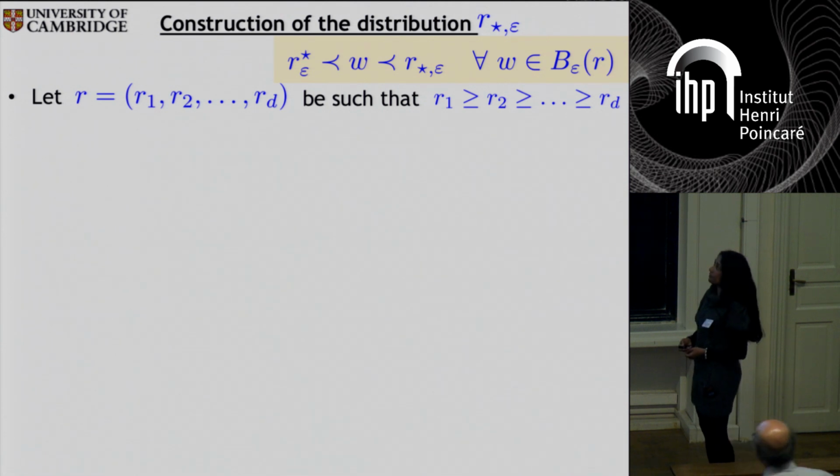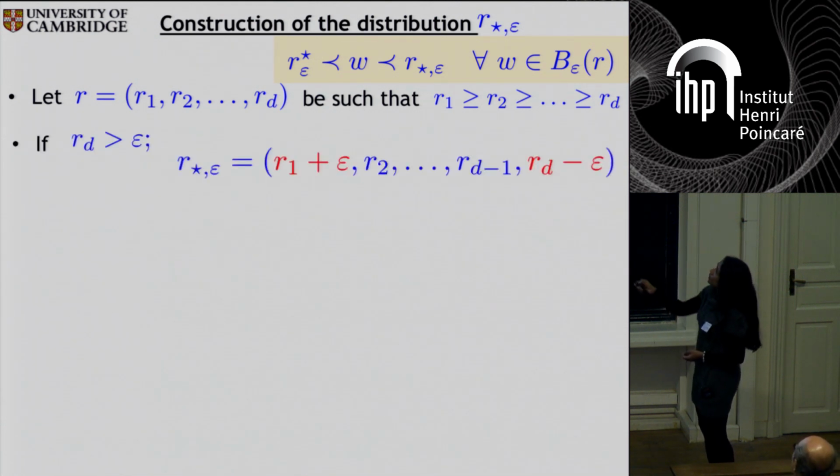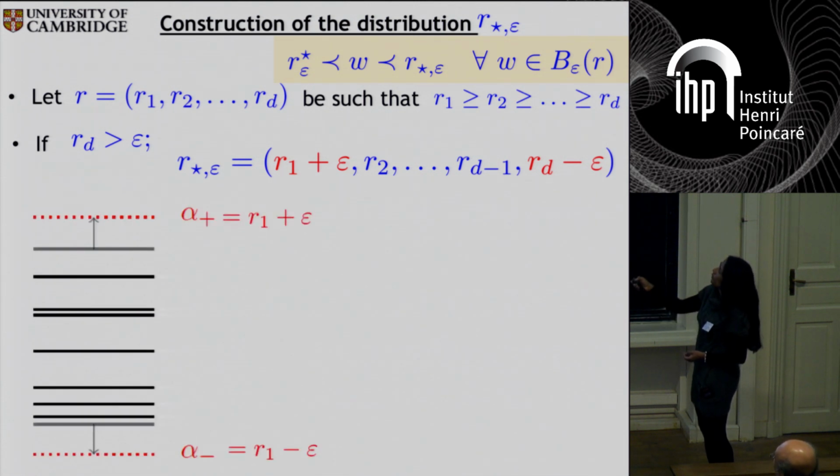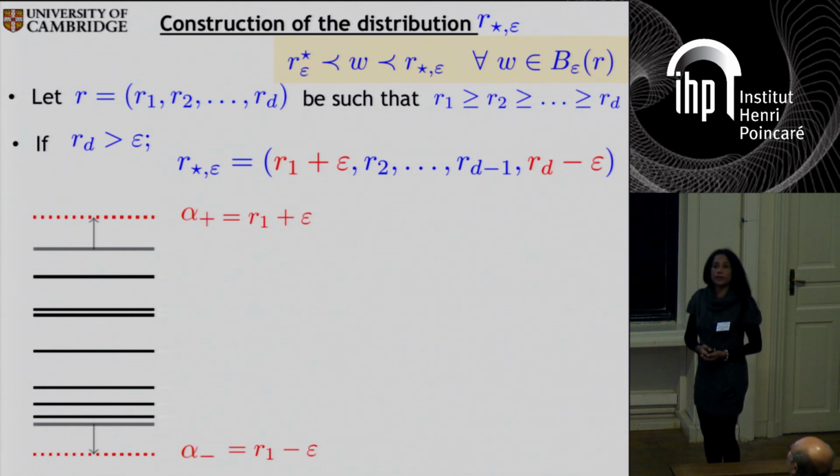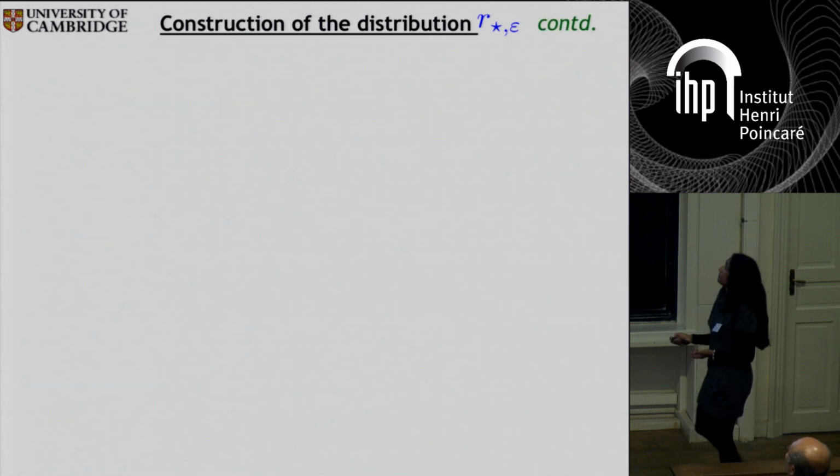So what do we do? Let me tell you the explicit construction. Let R be this vector, such that the eigenvalues are already ordered. Now, if the smallest eigenvalue is greater than epsilon, then all we do is this. We raise the largest eigenvalue by epsilon and lower the smallest eigenvalue by epsilon. And that will be your R lower star epsilon, as simple as that.